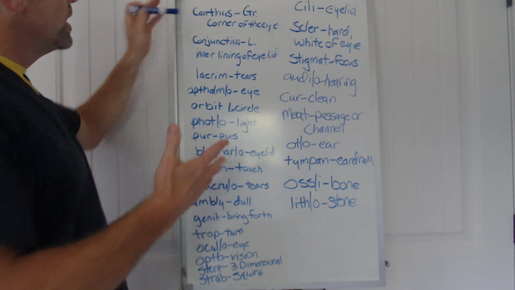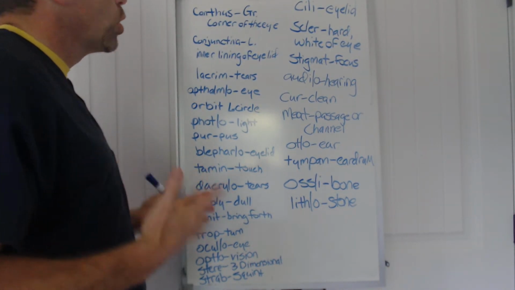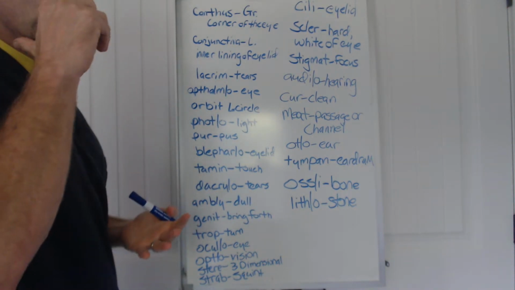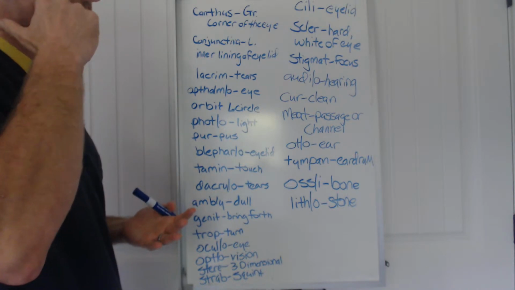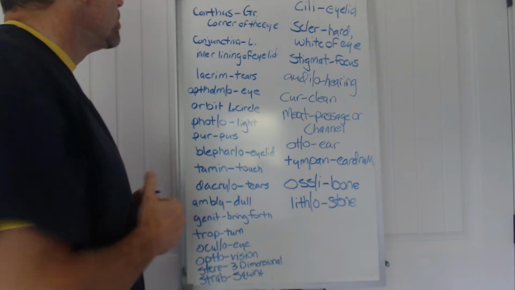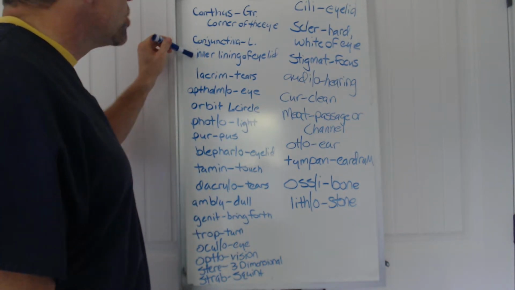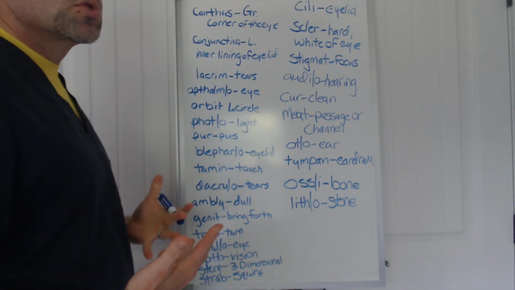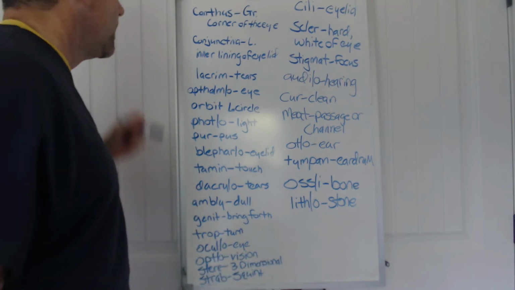So, starting here, the first one, canthus, is a Greek term which means corner of the eye. So, you may hear the term medial canthus, meaning the middle, right towards the nose, or lateral canthus, which means away from the midline, away from the nose, the outer part of the eye. Conjunctiva is a Latin term which means inner lining of the eyelid. We'll often hear this word in use with conjunctivitis or pink eye.